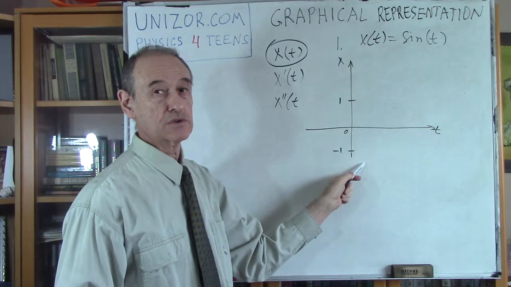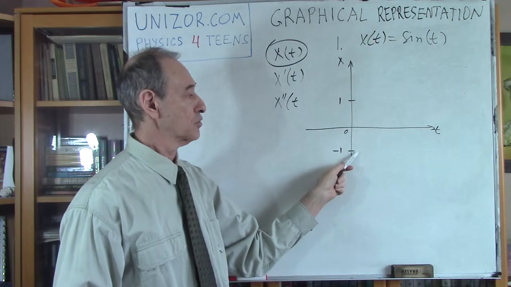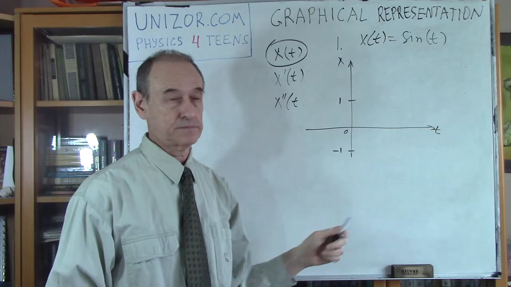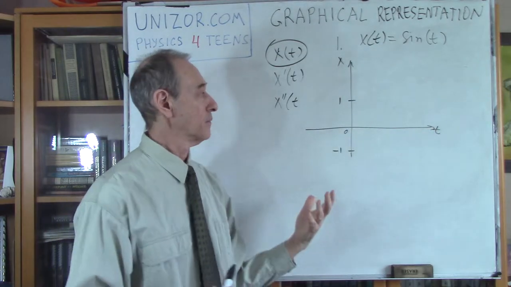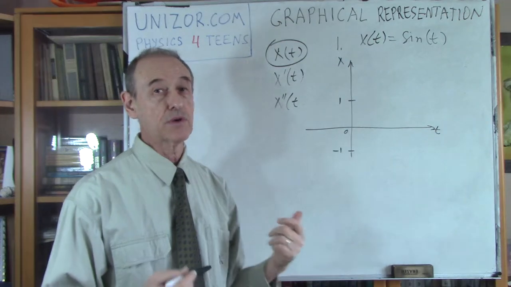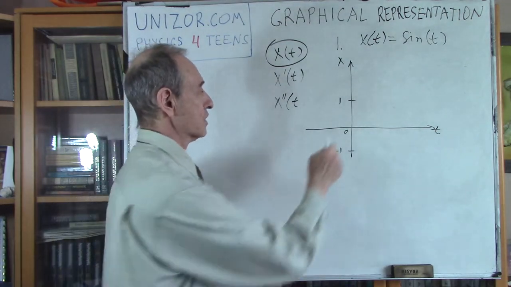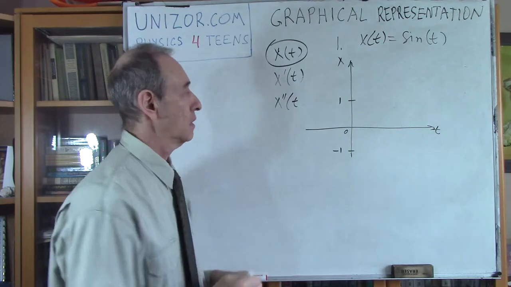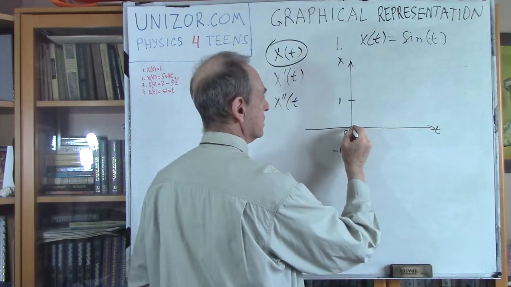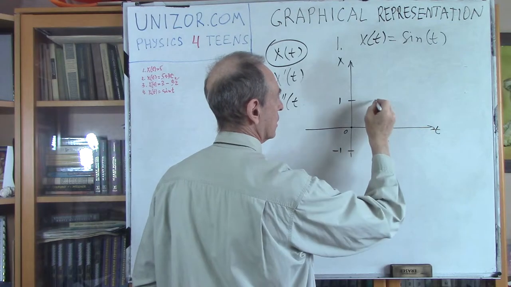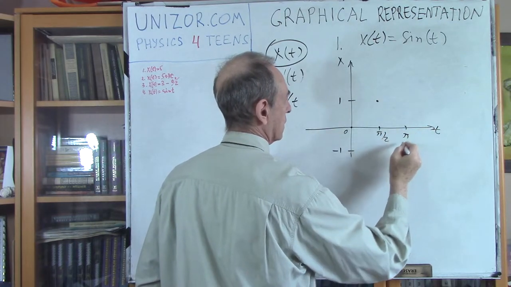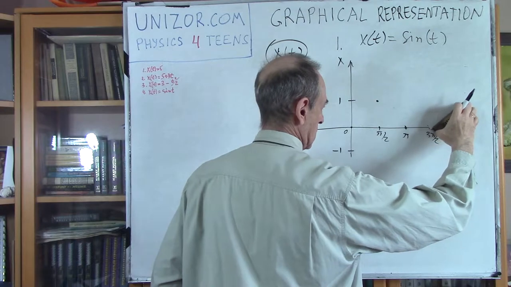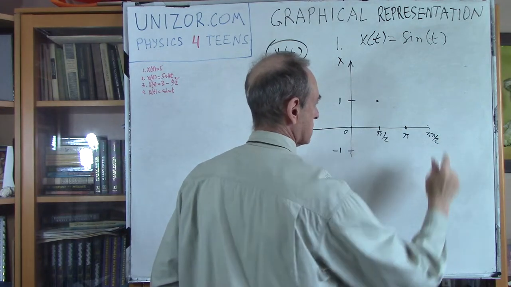Then when t is equal to 3 pi over 2, I go to minus 1. Then at t is equal to 2 pi, I return to 0. And then the cycle repeats. So how can I reflect it in the graph? How would the graph look in this particular case? If I look at it, the object moves like this. But if I would like to represent it graphically as a function of time, I have to stretch it. So at 0, it's 0. At pi over 2, it's 1. At pi, it's 0 again. At 3 pi over 2, it's minus 1.